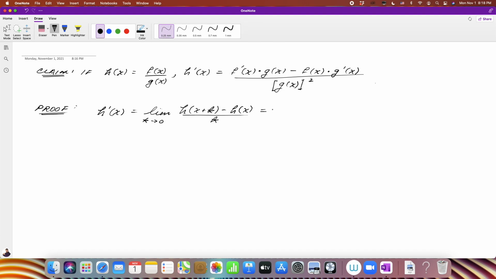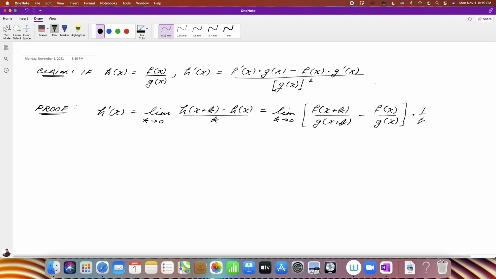Very good. This is going to be equal to the limit as k goes to 0. So we're going to have f of x plus k over g of x plus k, minus f of x over g of x, and then all of this divided by k, which is the same as multiplying by 1 over k.